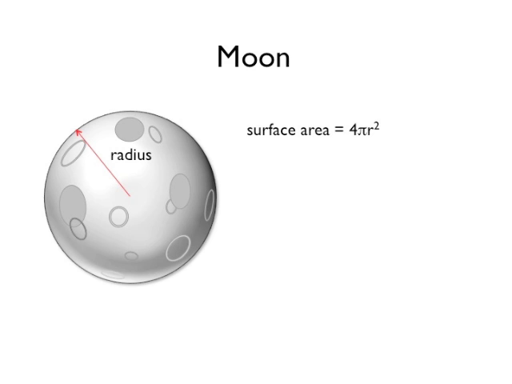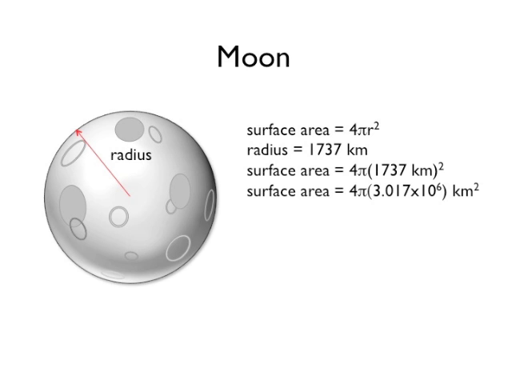To show you how to use this formula, let's calculate the surface area of the Moon. The Moon has a radius of 1,737 kilometers. Plug this radius into the equation, and then you can solve for the area.